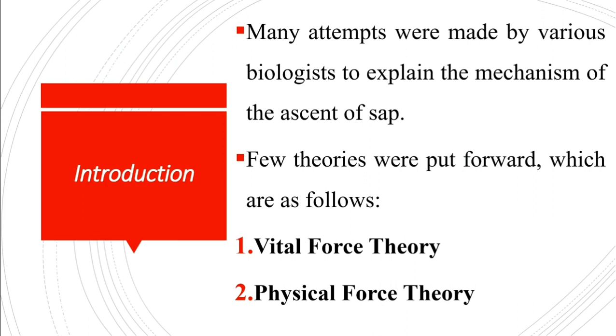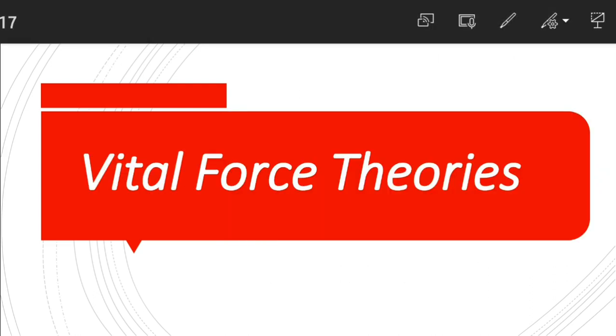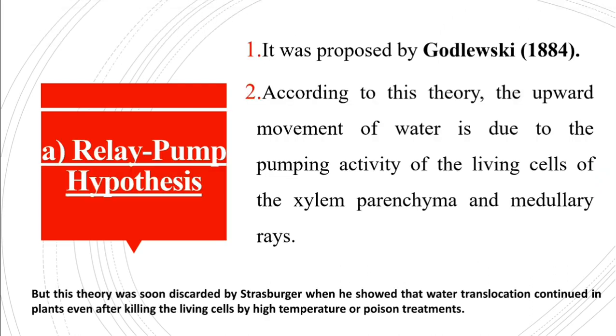Now many attempts were made by various biologists to explain the mechanism of ascent of sap. The previous two experiments have concluded that the ascent of sap takes place through the xylem only. But what is the mechanism of ascent of sap? To explain the mechanism, various theories were put forward by different scientists, which are generally categorized into two categories: vital force theories and physical force theories. So what are the vital force theories?